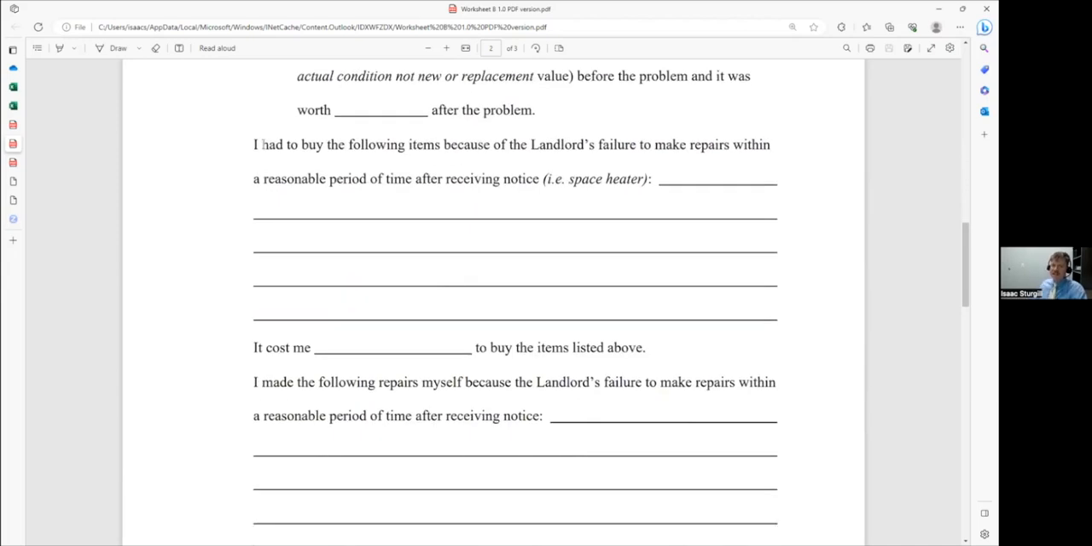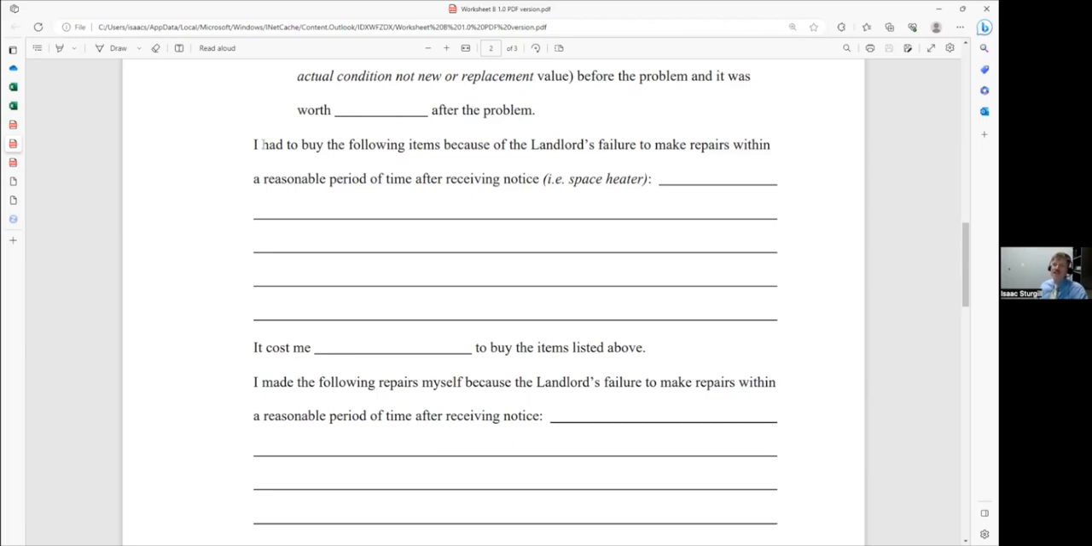This section is different. This is saying I had to buy the following items because the landlord failed to make repairs within a reasonable amount of time. This is asking about things that maybe the tenant had to pay for to try to fix the problem themselves because the landlord wouldn't fix it, right? So this could be something like, for example, no heat during the wintertime, the landlord won't fix the heater. So the tenant has to buy a space heater for $50, $100, whatever, right? That would be an example.